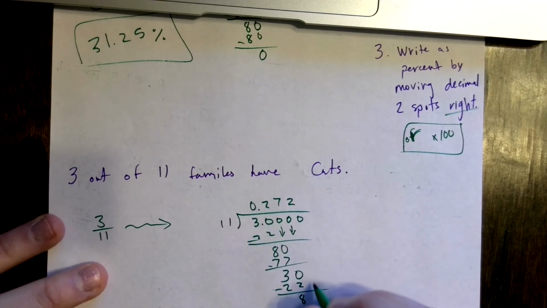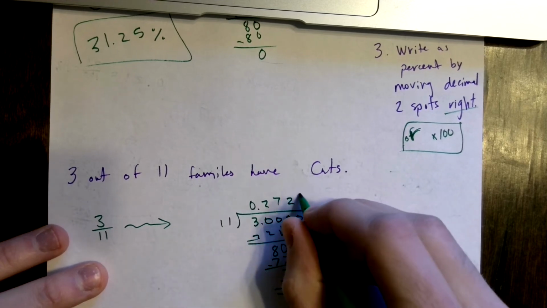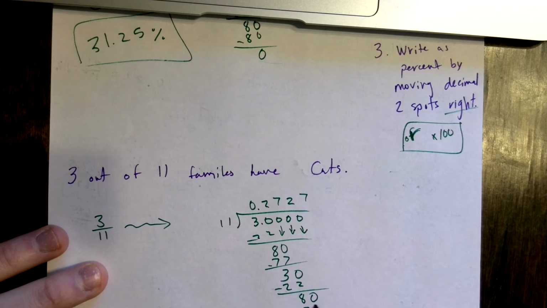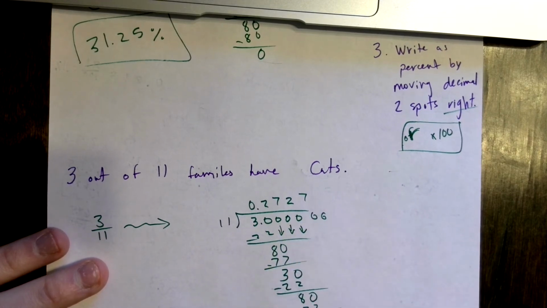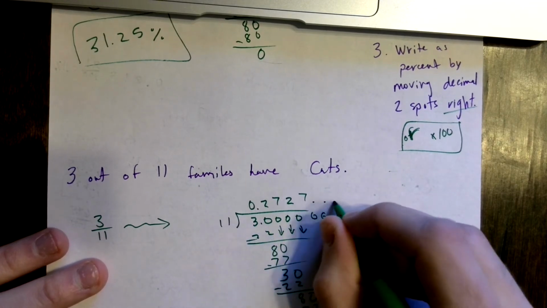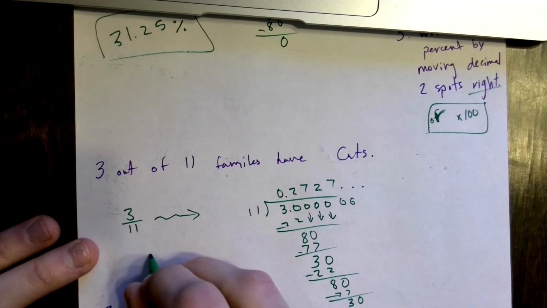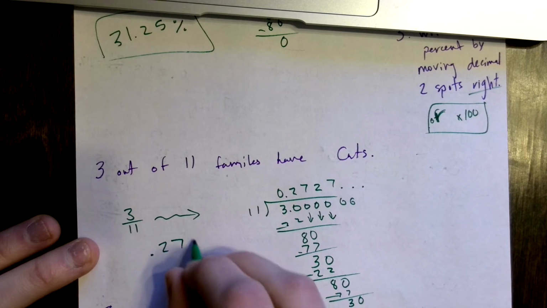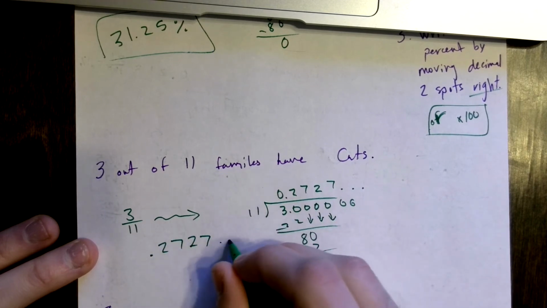We got 8 left behind, pull down a 0. Goes in there 7 times as 77. Leaves behind a 3. Pull down a 0. We need more zeros. And we're going to notice something right here. I'm noticing a pattern that's going to keep going. So I know I'm going to have 0.2727. This is just going to continue to repeat.